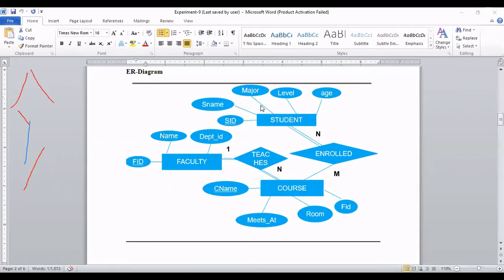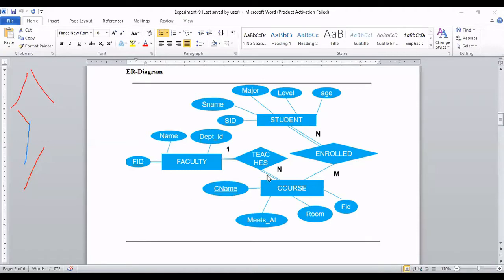So now if I ask how many tables for this experiment 9 we need to create, one table is student, that will keep only the details of the student. One table will be course, that will keep only the details of course. One table will be enrolled, that will keep the relationship between student and course. One table will be faculty, that will keep the details of faculty.